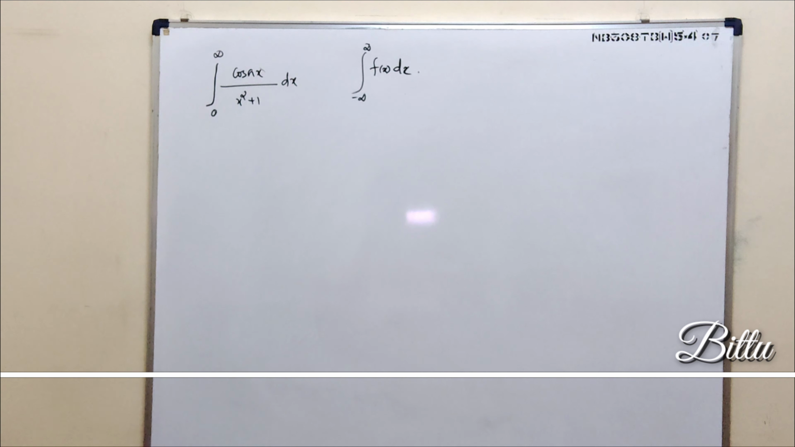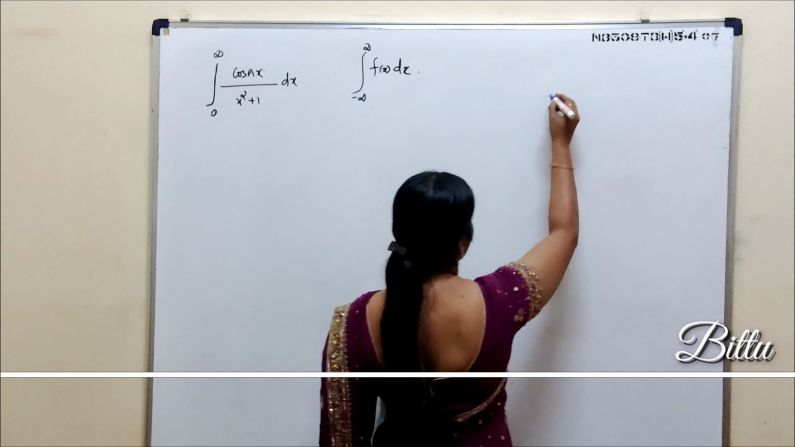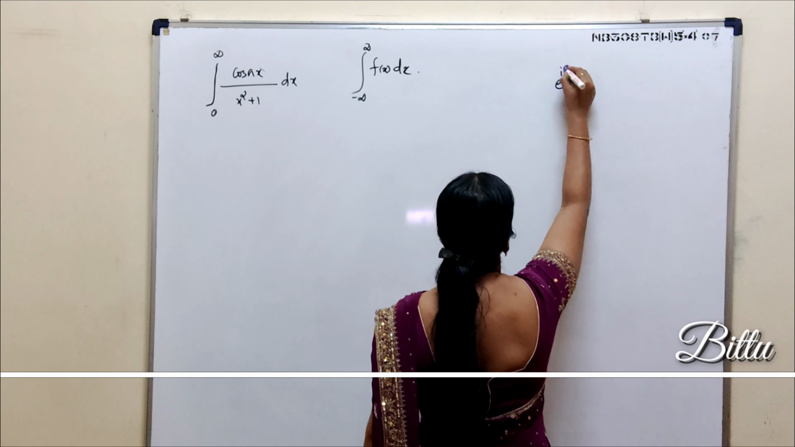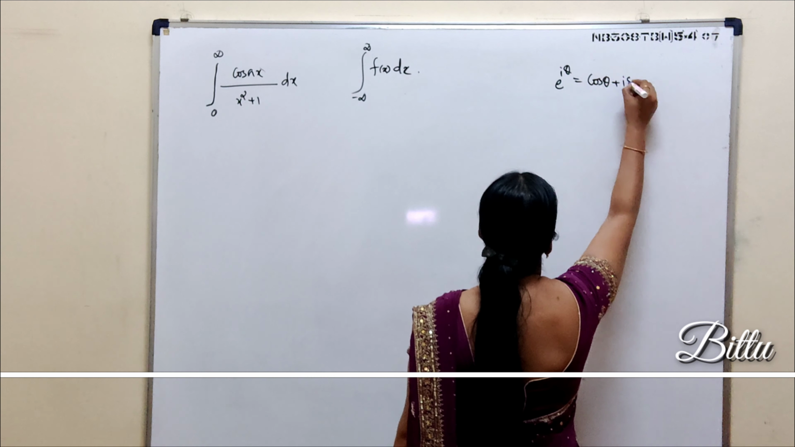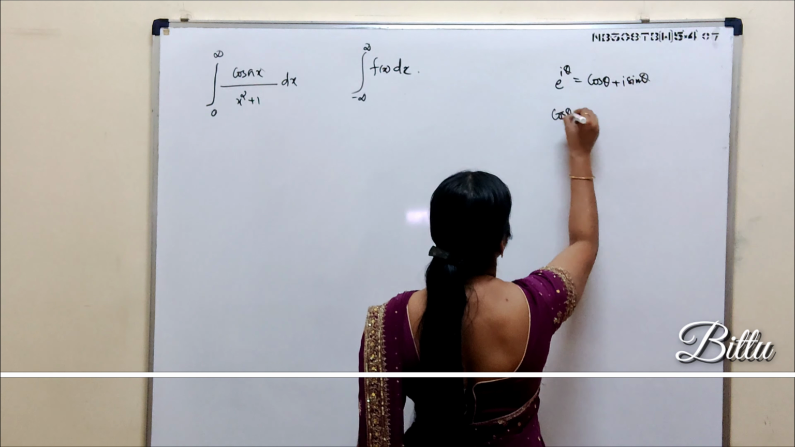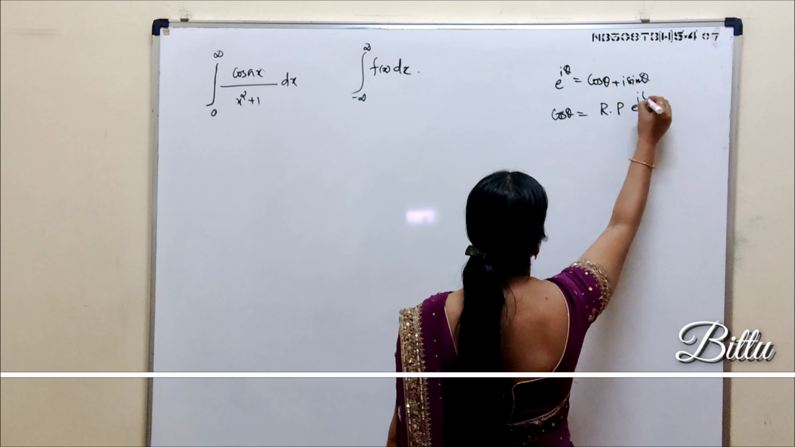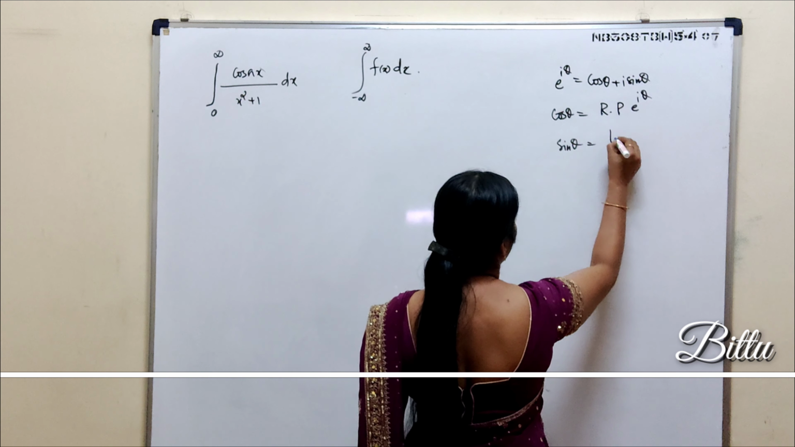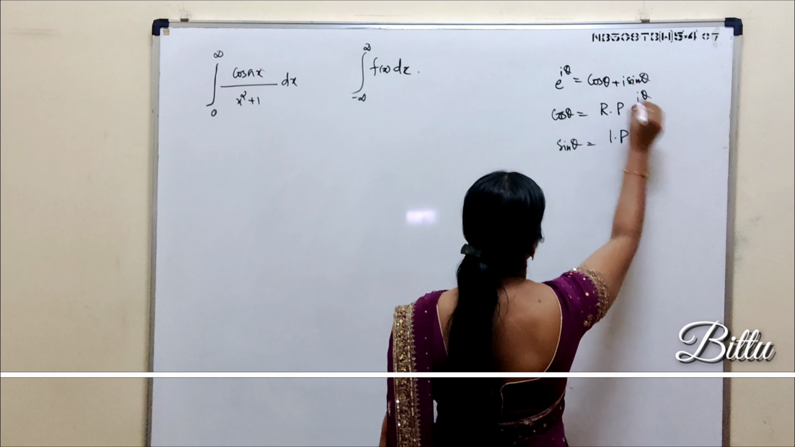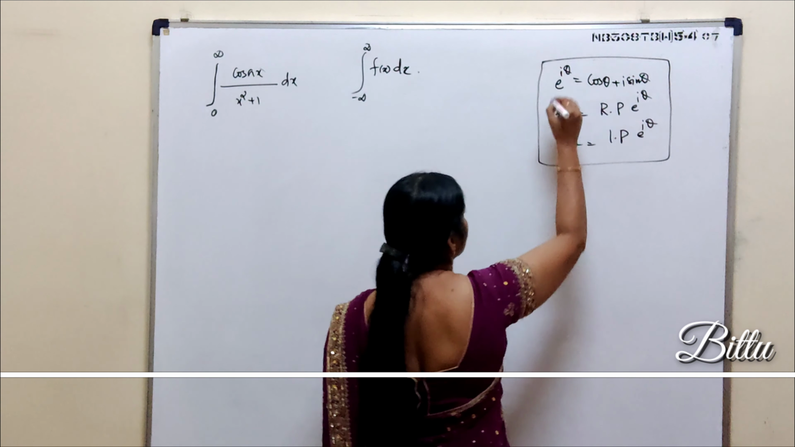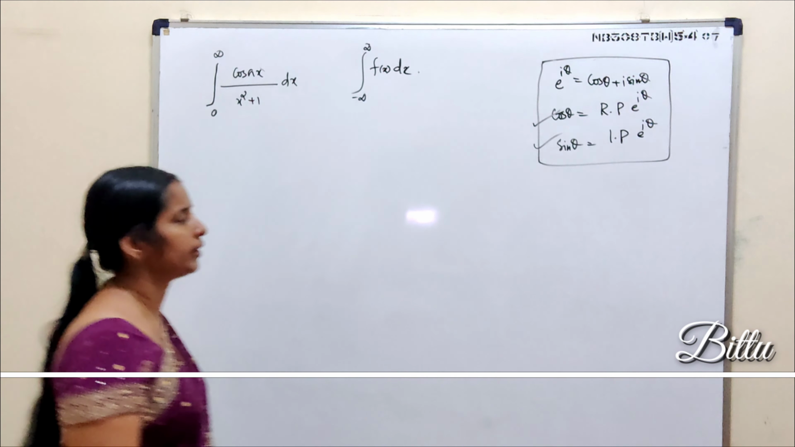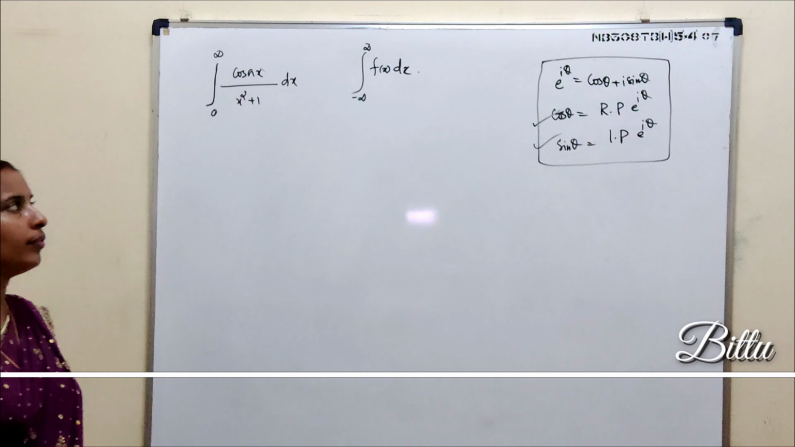In that situation, you have to replace this trigonometric function in terms of exponential function. Then you proceed as in our type 2 integral. We know e raised to i theta is cos theta plus i sin theta. So cos theta is the real part of e raised to i theta and sin theta is the imaginary part of e raised to i theta. This is the conversion of trigonometric functions sin theta and cos theta in terms of exponential function.